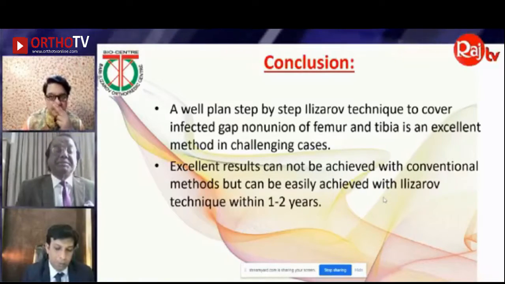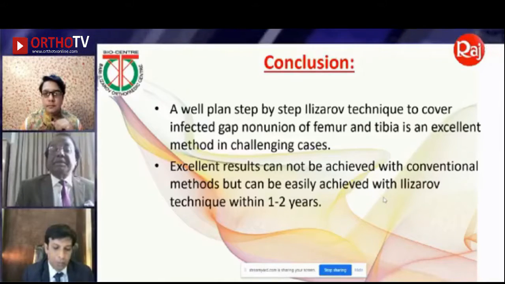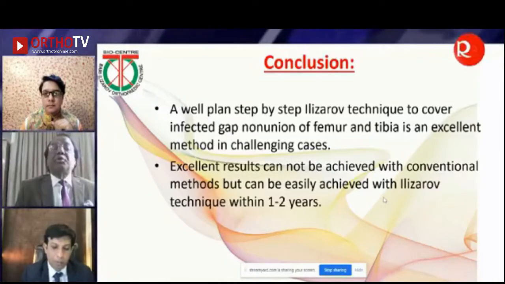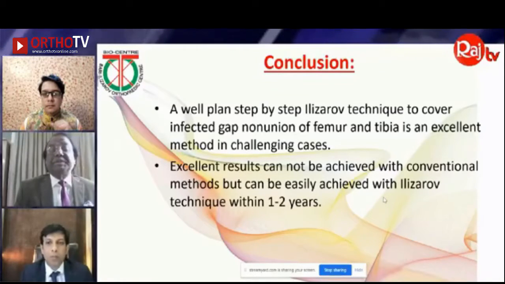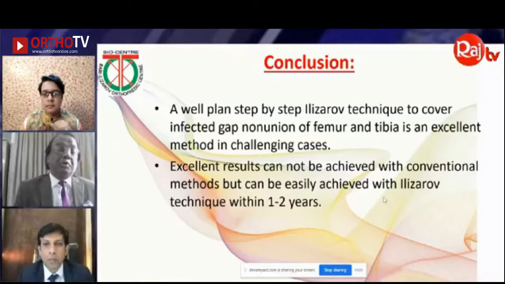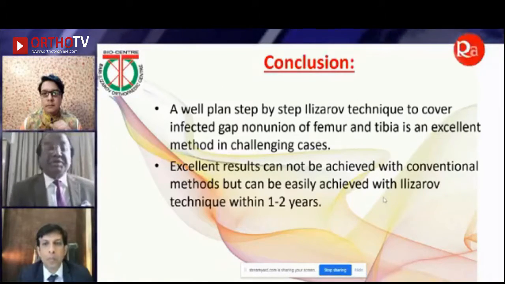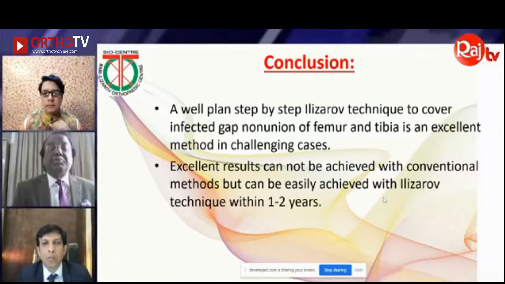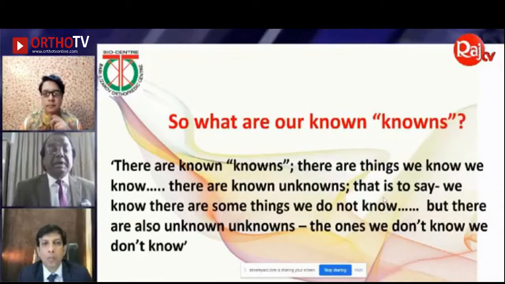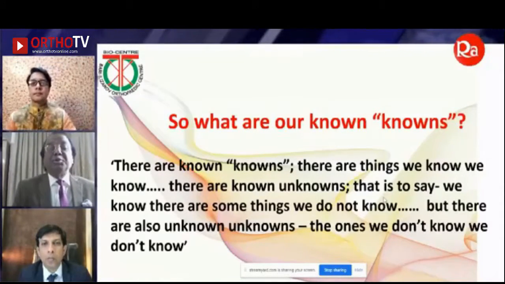That is the demerit. With a well-planned, step-by-step Ilizarov technique, you can cover infected non-union of the femur and tibia. This is an excellent method in challenging cases that I showed you in all the cases. Excellent results cannot be achieved with conventional methods, but can be easily achieved with the Ilizarov technique within 1 to 2 years.